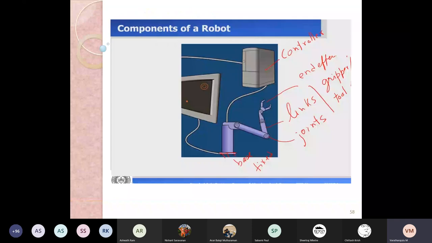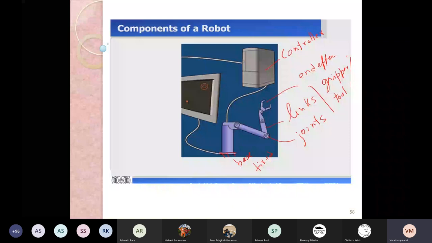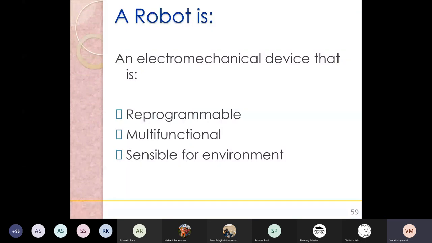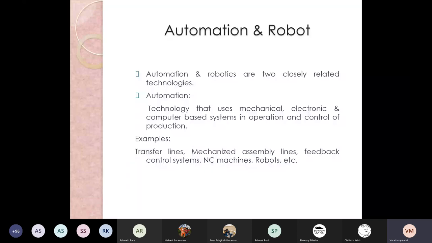And so, what is a robot? It is an electromechanical device, programmable, multifunctional, and sensible to the environment. And from automation, we need to make a travel to a robot. Automation and robots are closely related technologies. Automation uses mechanical, electrical, and computer-based systems to operate and control production.